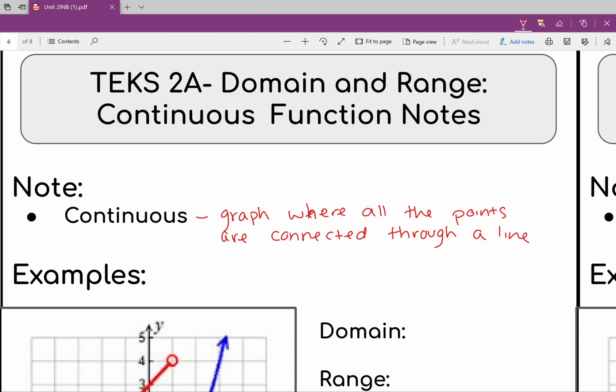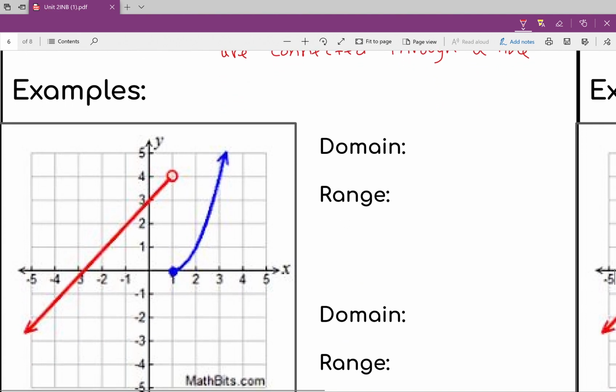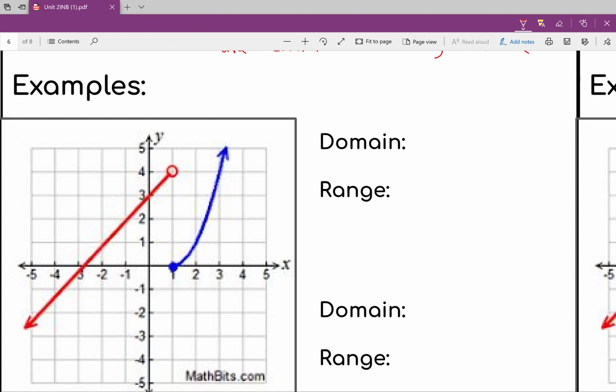So our domain and range are going to be a little different than discrete. Remember, on discrete, we listed all the x values for domain and all the y values for range. For this one, let's look at the example here. Notice I have two lines, a red one and a blue one. Your paper's in black and white, so just follow along up here to know which one's which. I'll label this one A and this one B, and you can do the same on your notes.